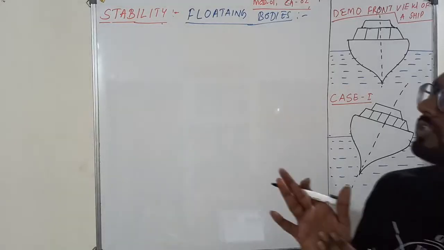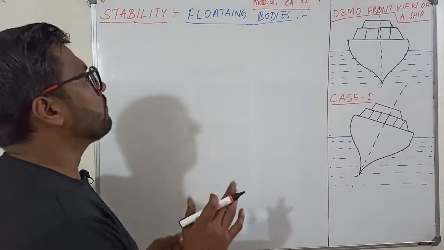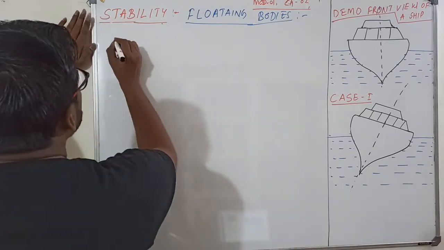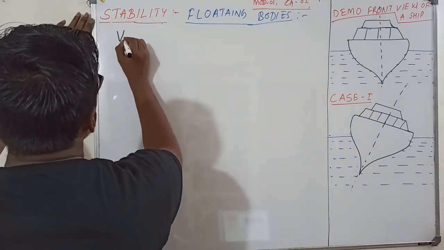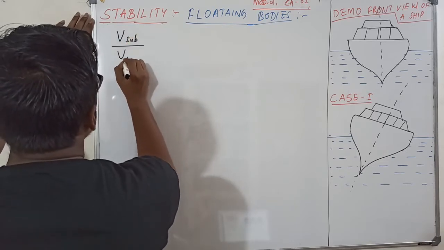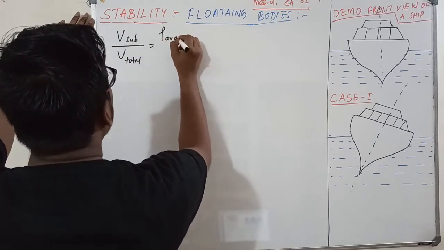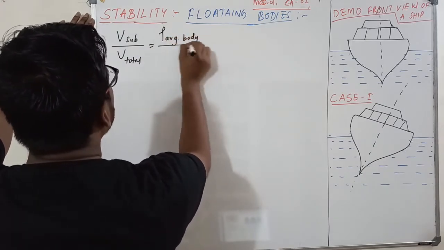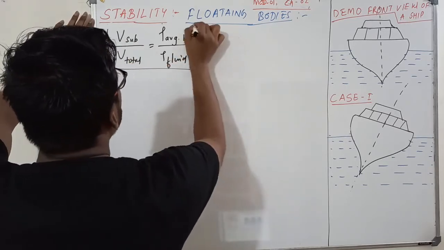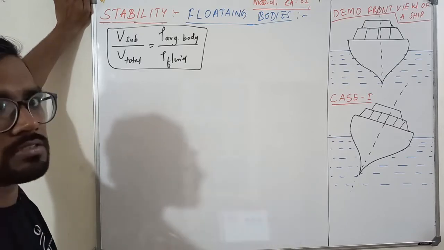Let us discuss the stability of floating bodies. What is the stability condition of floating equation we have arrived at? Sir, we have arrived at the equation that V submerged divided by volume of total body is nothing but density of average body divided by density of fluid. Sir, this you have described in the last class. If you have not seen, please see the last video.